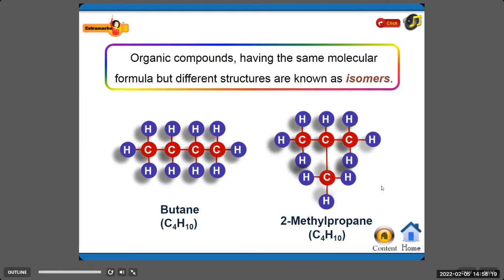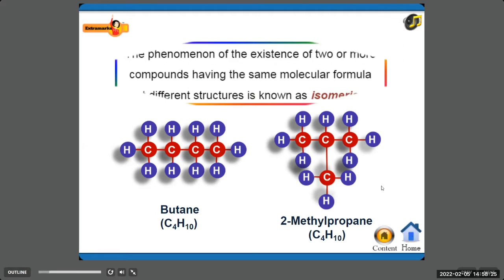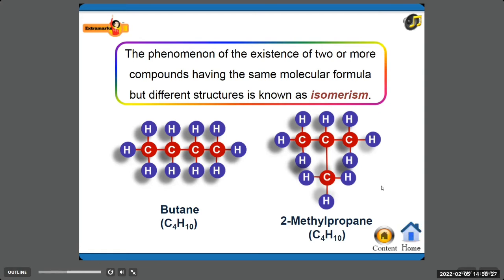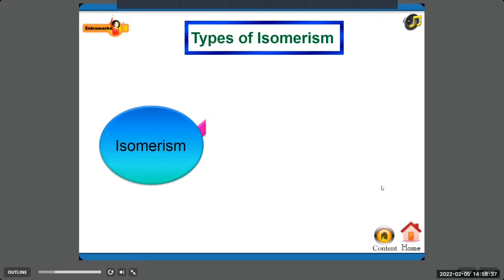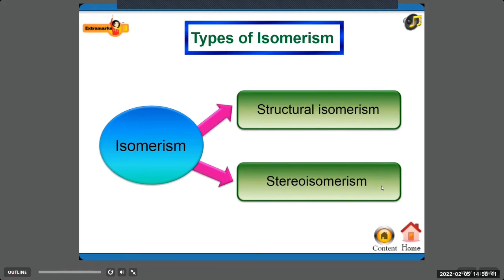Organic compounds having the same molecular formula but different structures are known as isomers. The phenomenon of the existence of two or more compounds having the same molecular formula but different structures is known as isomerism. Isomerism can be broadly classified into structural and stereoisomerism.